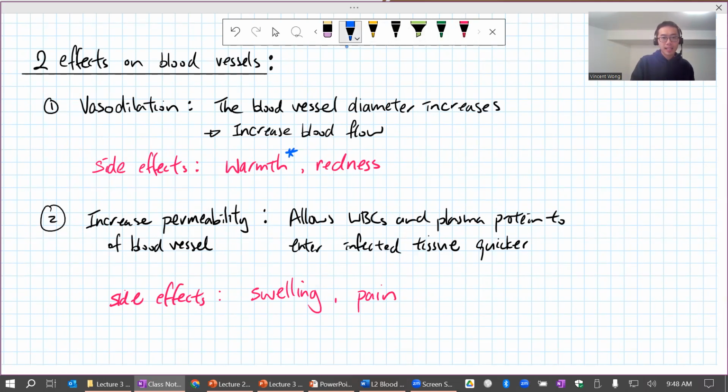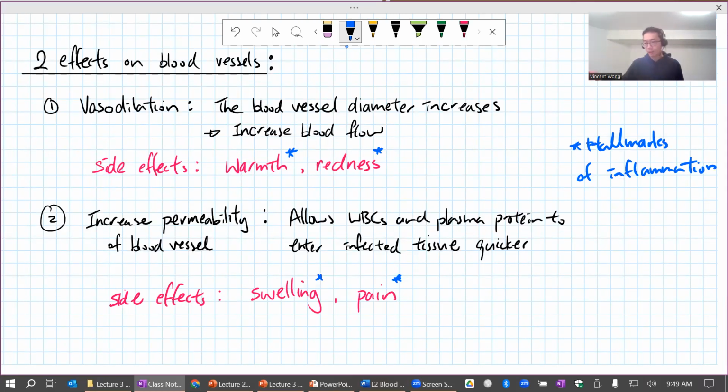All right, so these side effects are called the hallmarks or the characteristics of inflammation. If a body part is experiencing all these things, then it's undergoing inflammation. But that's not the purpose, right? The purpose is to bring more white cells, bring more plasma protein. But in the process of doing so, we caused all these unwanted results.